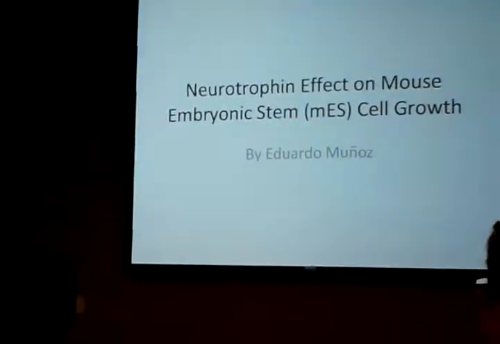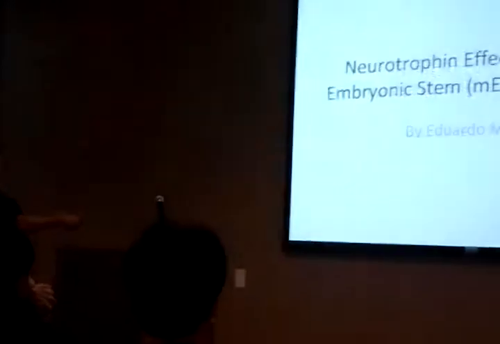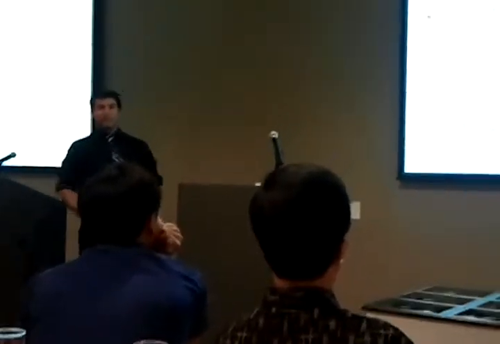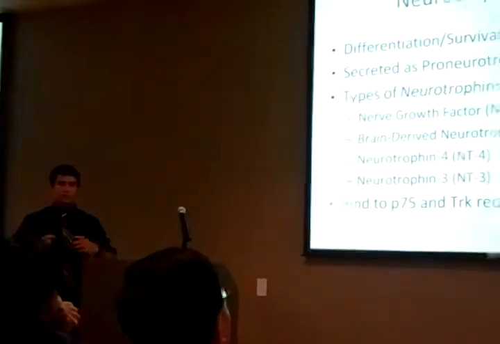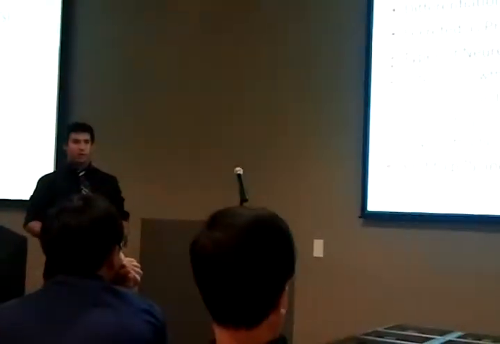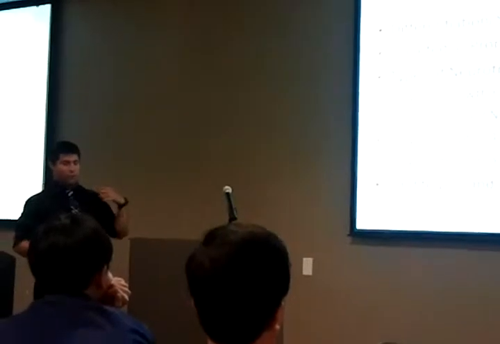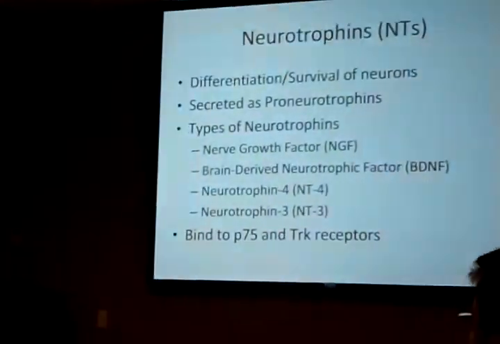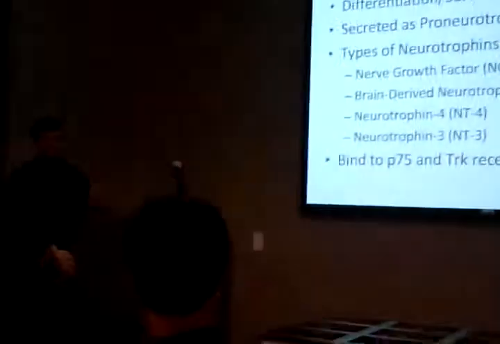I'm Yosef, and my project is the neurotrophic effect on embryonic stem cell growth. Basically, neurotrophins are really just this growth factor that helps cells in differentiation and survival. They're first created as proneurotrophins, but then they end up dimerized together to create the neurotrophin.